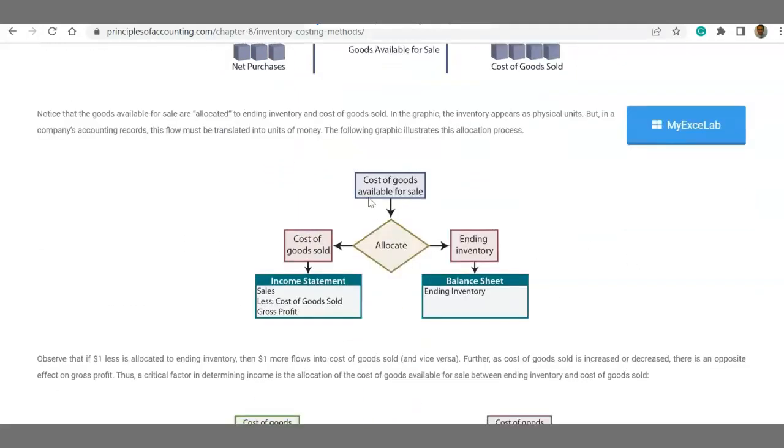So here we have the available inventory, and we know what the ending is because we do a physical count at the end of the year. Therefore, available inventory minus the physical count at the end gives us the cost of goods sold. The cost of goods sold goes into the income statement. We call it sales minus cost of goods sold equals gross profit. And ending inventory, as an asset, goes into the current assets section of the balance sheet.